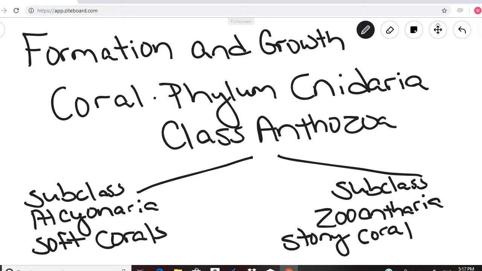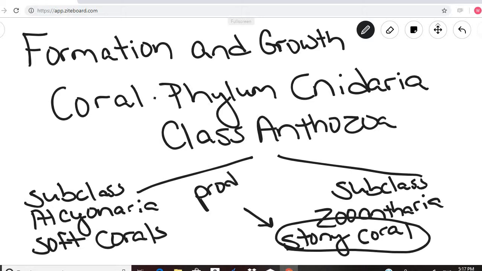Sea anemones are also part of this. So usually the kind of coral that produces the reef structure is the stony coral. So that's mostly what we're going to be talking about today. This is the type of coral that produces the reef. Okay, so that's important. The stony coral produces the reef.